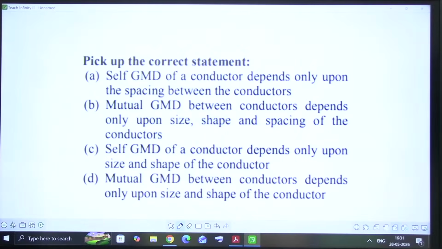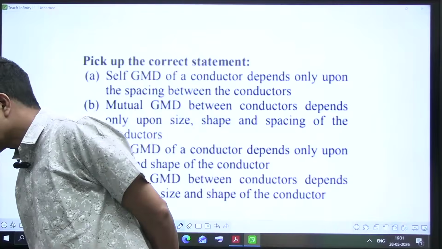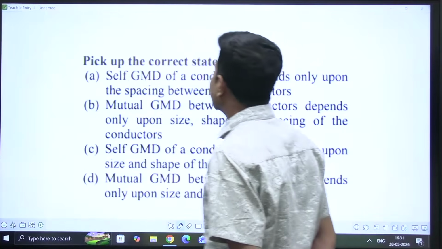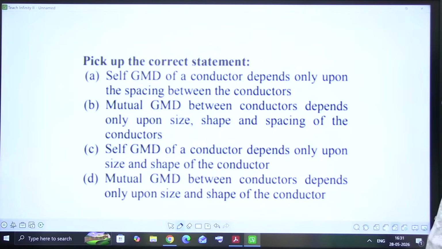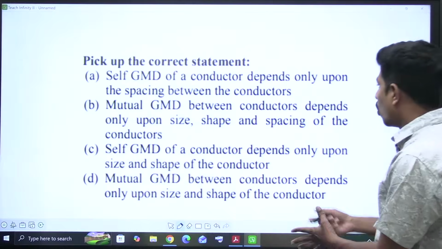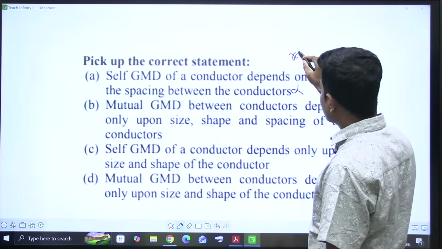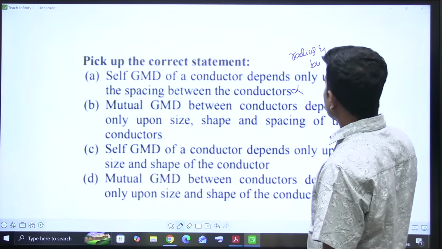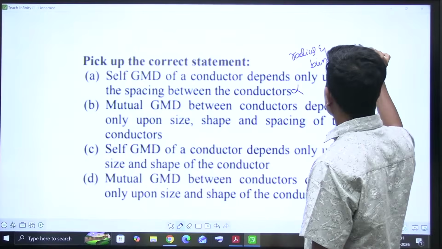What is saying? Anybody with the answer? Option C. Mr. Kumar saying option C. S21 also saying option C. It's okay. Let's read. Self GMD of a conductor depends only upon the spacing between the conductors. No, self GMD depends upon conductor radius and bundle spacing. Radius and bundle spacing, these two will decide.